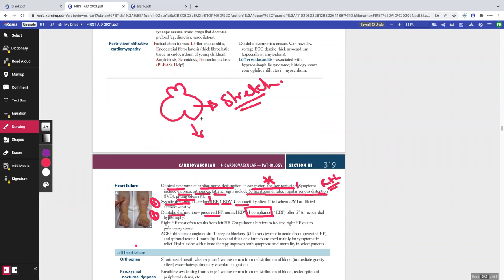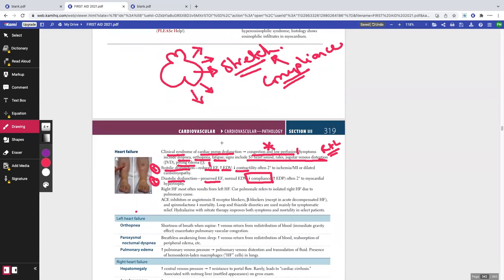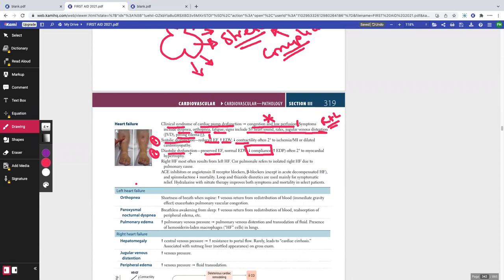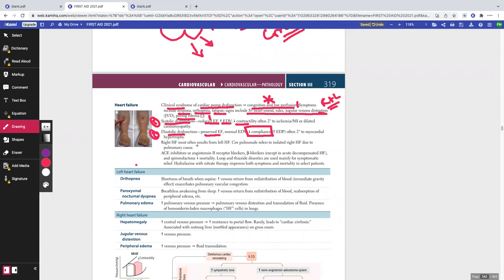So whenever we use the word compliance for cardiac diseases or for cardiac physiology or for pulmonology, always remember, always think about stretch. The more stretching an organ can go through, the compliance is going to be high. Are we clear? Yes or no? So in a diastolic dysfunction, the heart cannot relax properly. What do you think about the compliance? Should it be high or should it be low? The compliance is going to be low.